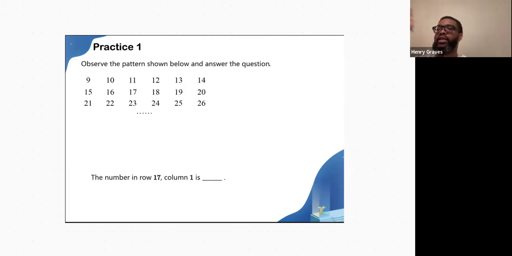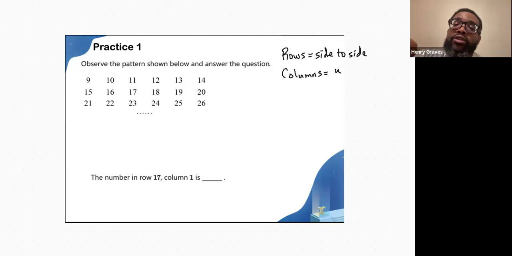So say for instance here, we obviously see on this first, if you look at this by rows, remember rows go side to side, and columns go up and down. So based on that fact, we can look at first at the rows. I'm going to use my little colors. So these are the rows right here. And you can tell with the rows, they're adding 1 every time.